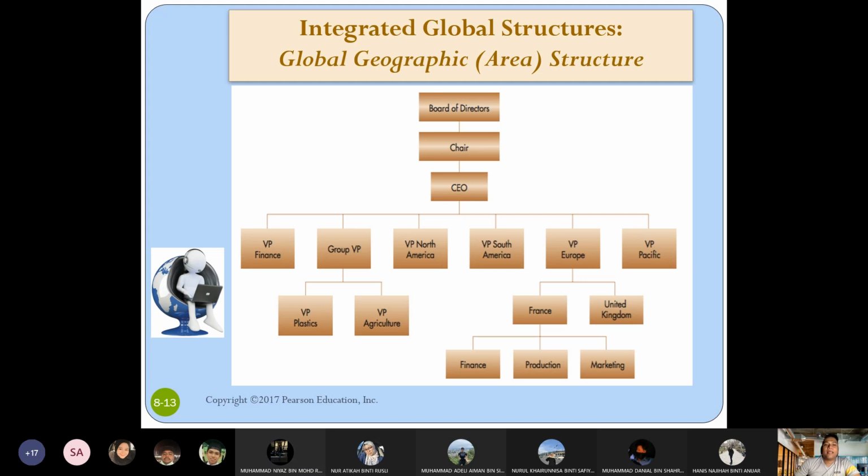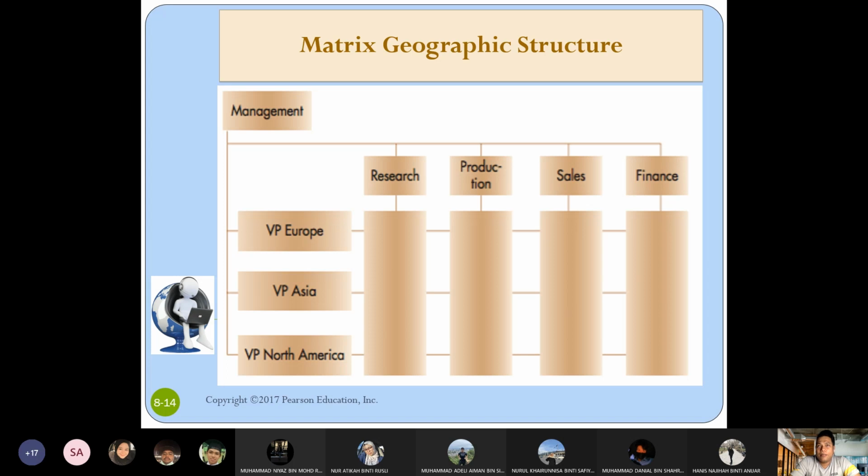All right. Next, the fourth example of the structure we have at the international level is the matrix. Matrix geographic structure. Actually, you learned this one in chapter 3, if I'm not mistaken. If you choose the matrix geographic structure, normally it is more complex. Why does it become more complex? Because if you look at it here, they have the management, and under the management they have the research department, production department, sales department, and finance department.